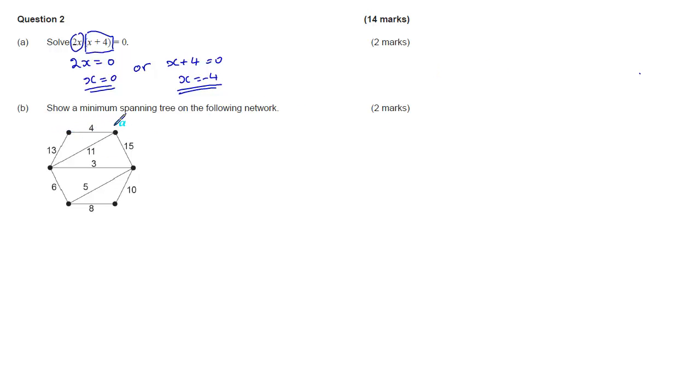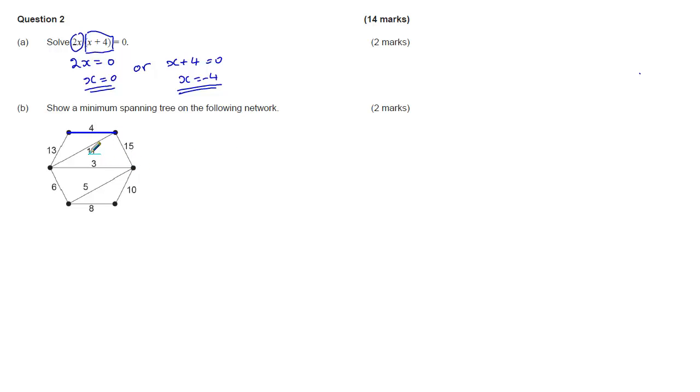We now want to show a minimum spanning tree on the network below. So I'm going to use Prim's algorithm. I'm going to start with this vertex here and choose the shortest way to join another vertex. So that would be the 4 to here.